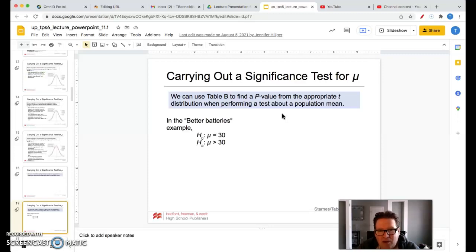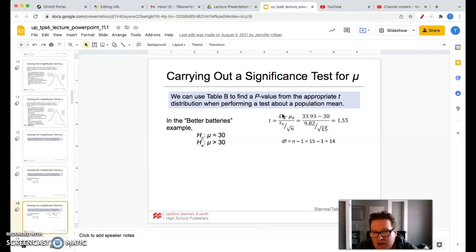In our battery example, we're going with the null hypothesis that the mean is 30. The alternative is that we think the mean is greater than 30. So we calculate our t statistic, using the information we had before. We had 1.55 as our t value, and the degrees of freedom, because our sample size was 15, is 1 less, which is 14.